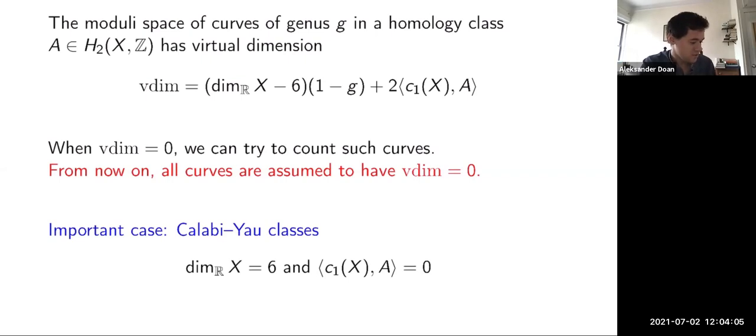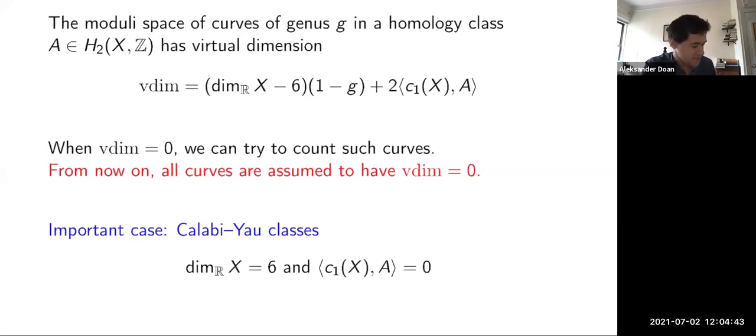If this virtual dimension is 0, we can hope that the moduli space is just a collection of points, and then we could count them, and maybe that gives us an invariant of our complex manifold. And of course, if the dimension is greater than 0, you can reduce the dimension to 0 by imposing certain constraints. So for example, require that these curves pass through certain points. But in this talk, I will always consider the 0-dimensional case. So anytime I talk about a holomorphic curve, I will always assume that this curve lies in a moduli space of virtual dimension 0 for the rest of the talk.